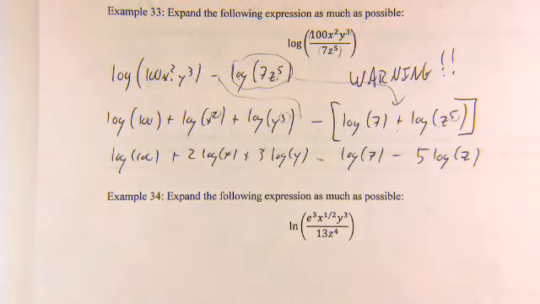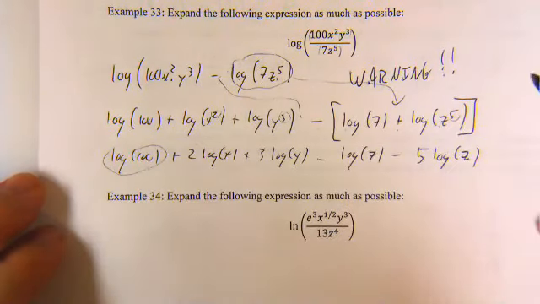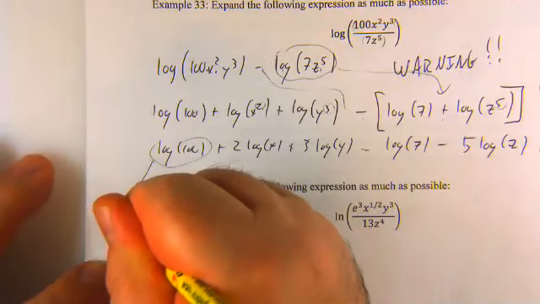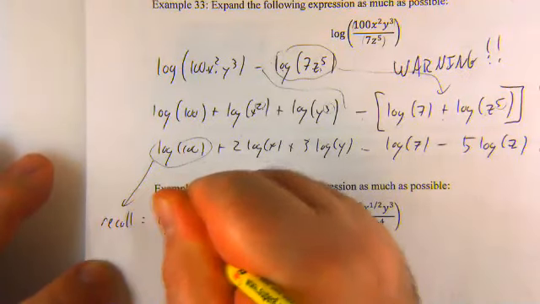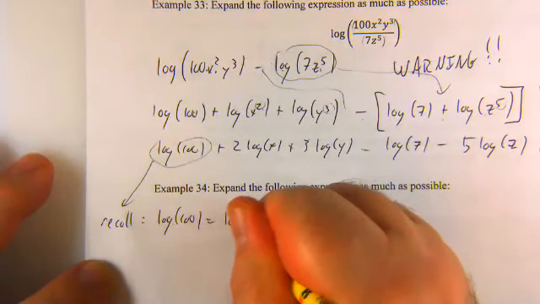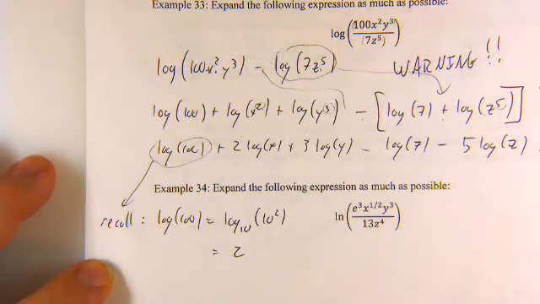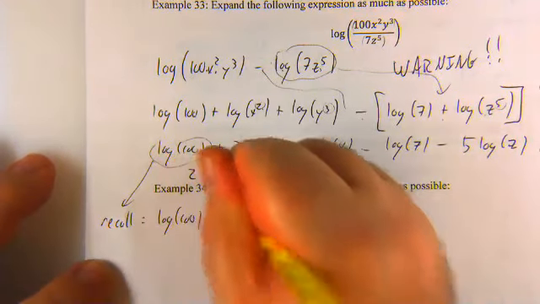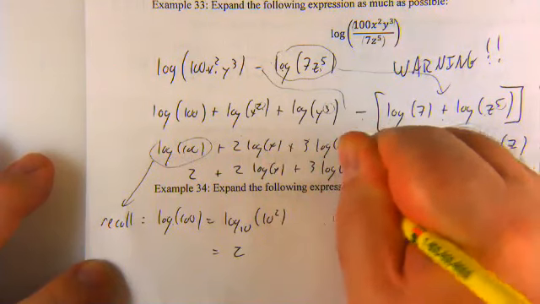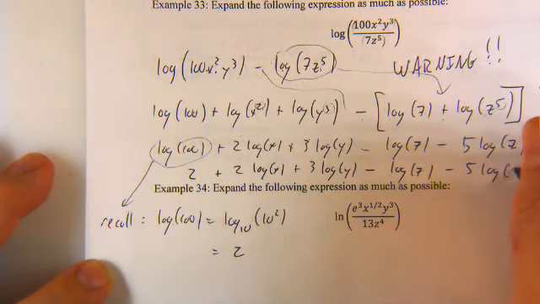Now there's one last simplification we can do here. I'm not sure where I'm going to put this because I'm running out of space. But we'll recall log of 100. Since I didn't write the base, it's base 10, and 100 is 10 squared. That's just 2. So this becomes 2 plus 2 log of x plus 3 log of y minus log of 7 minus 5 log of z.